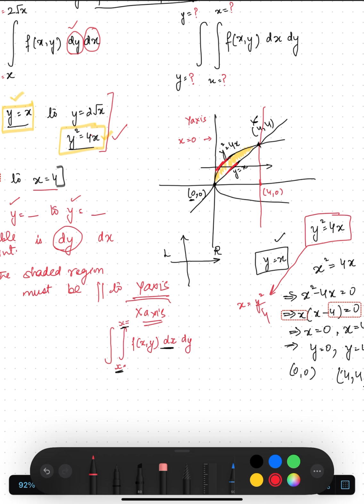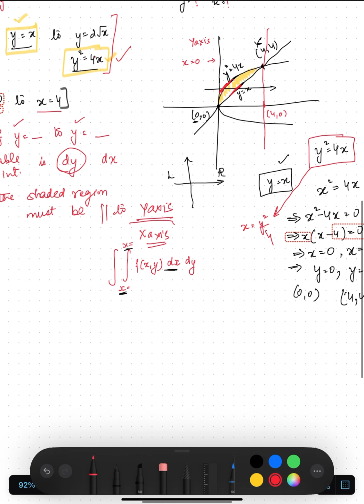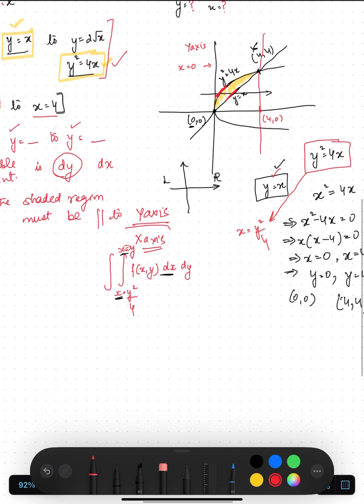So from the parabola, the limit will be x equal to y square upon 4, to the straight line. The straight line was y equal to x, so in the form of x, it will be x equal to y. Now the outer limit is from y to y.